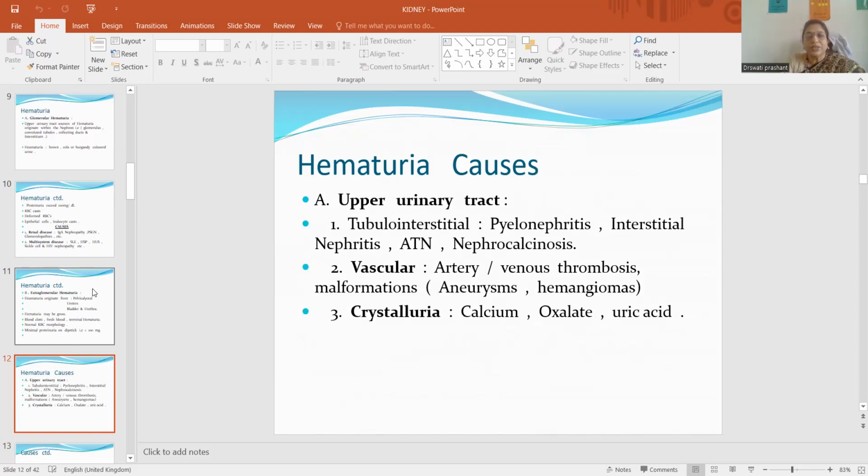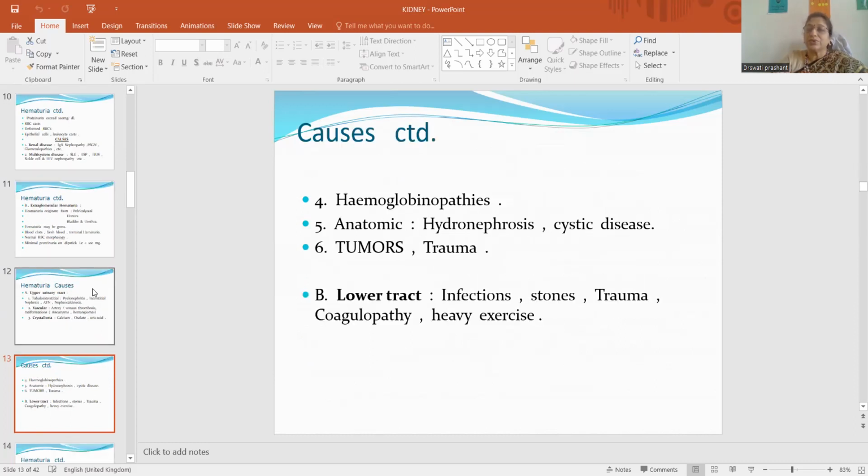Now, causes of hematuria in the upper urinary tract. Tubulointerstitial causes are pyelonephritis, interstitial nephritis, acute tubular necrosis, or nephrocalcinosis. For extraglomerular hematuria, it will be upper urinary tract. Then it can be vascular, because of venous thrombosis, aneurysms, or malformations like hemangiomas. Crystalluria, calcium oxalate and uric acid, may also lead to upper urinary tract extraglomerular hematuria. Hemoglobinopathies can lead to hematuria. Anatomic problems like hydronephrosis and cystic disease may sometimes lead to hematuria. Tumors and trauma are also causes.